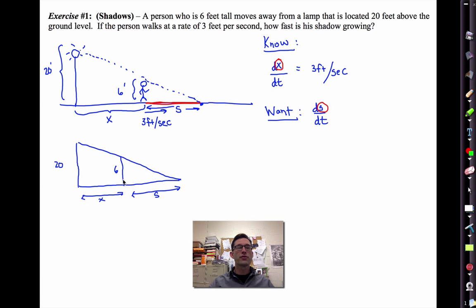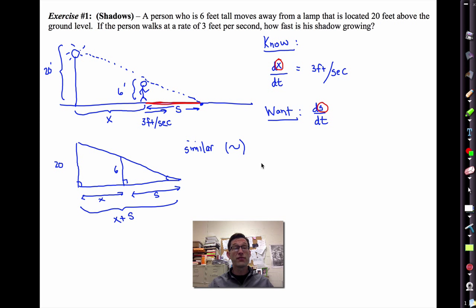But because they're both right triangles, and because they both share this angle, these two right triangles are similar. Remember this symbol from geometry? They're similar, and therefore you can set up ratios. Now, one thing that's key is that we're talking about the similarity of this big right triangle, whose base is x plus s, and the small right triangle here.